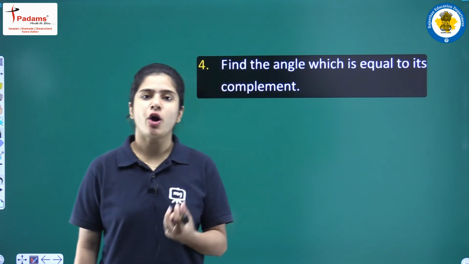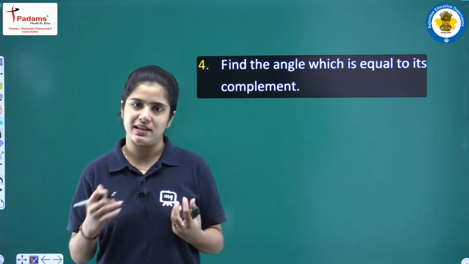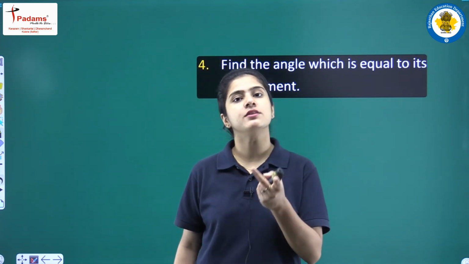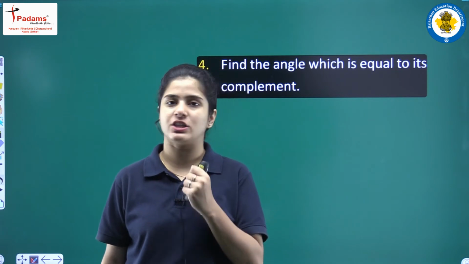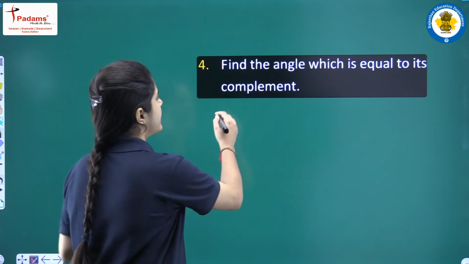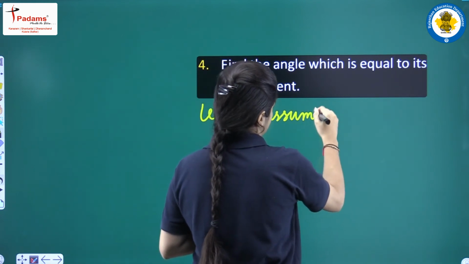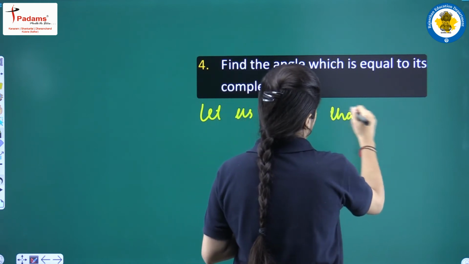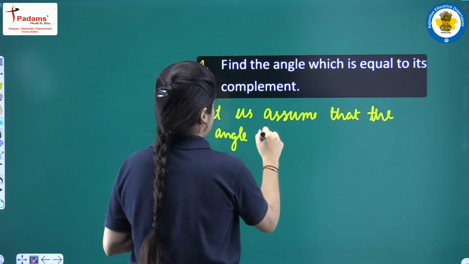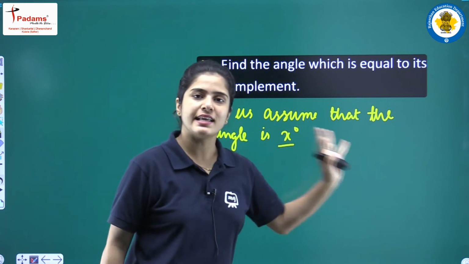Okay students, complementary angles are angles such that the sum of those two angles is equal to 90 degrees. Then it means that they should be equal to each other. The complement of these two angles should be equal to each other. So firstly, let us assume that the angle is x degrees.